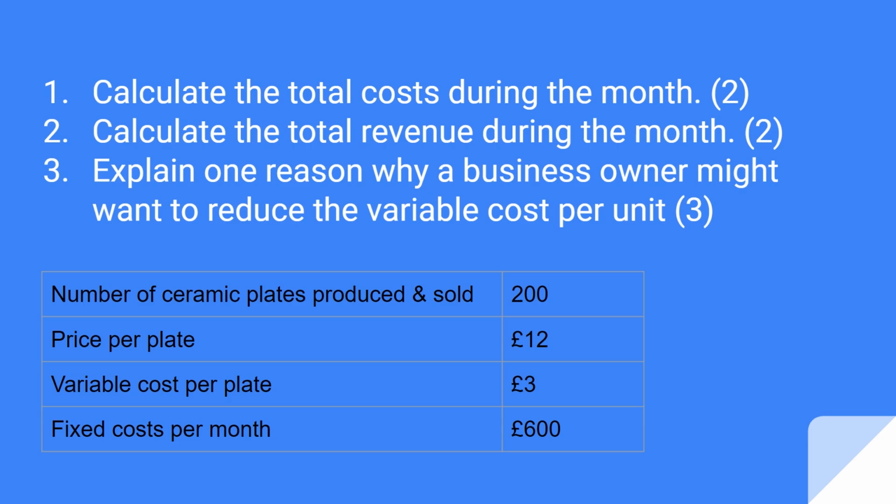Explain one reason why a business owner might want to reduce the variable cost per unit. Well, this is going to increase their gross margin. This is going to increase their unit contribution. It's going to mean that they've got a greater contribution to covering their fixed costs and giving them profit.